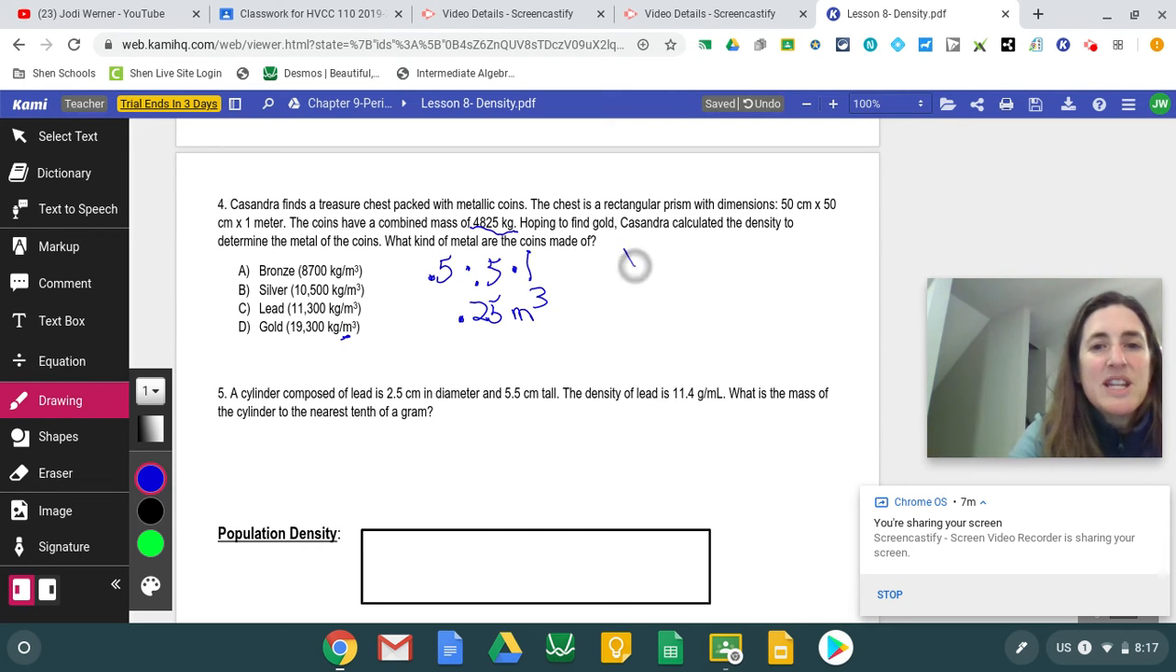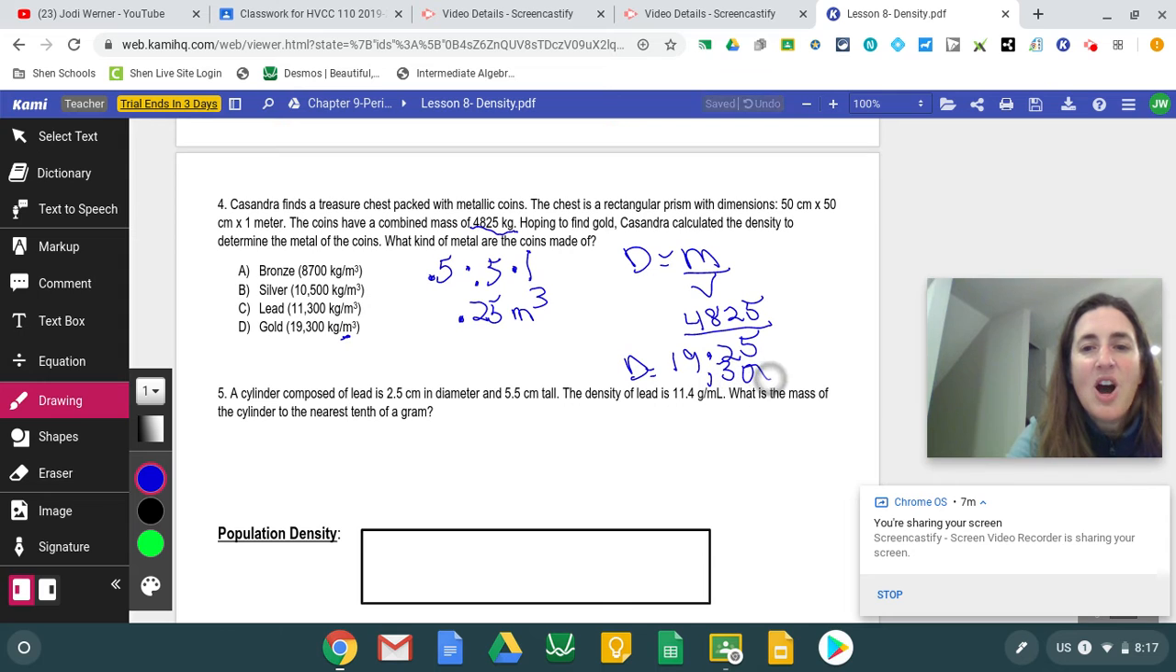So now I'm going to do density is mass divided by volume. I've got 4,825 divided by my volume, which is 0.25, and I've got a density of 19,300. And sure enough, that would be gold, folks.